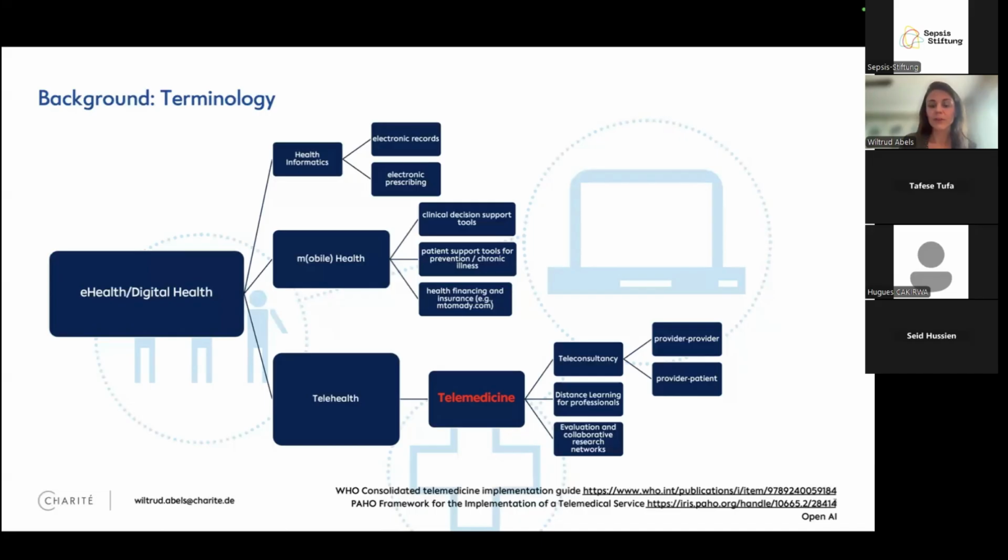So both of these things are possible, and this already opens up a lot of possibilities, and all of this is telemedicine. Today, we are eventually going to focus a little bit on an integrated approach with several modules, and I'm mainly going to talk about provider to provider telemedicine, which is then teleconsultancy, and about distance learning. And this is just for us to be on the same page in terms of terminology.